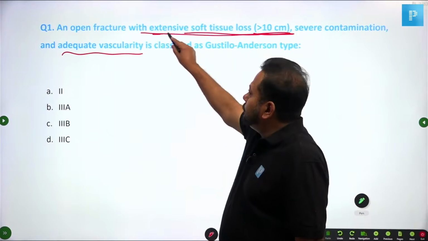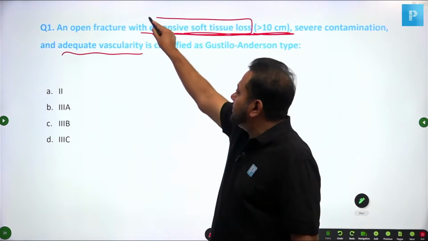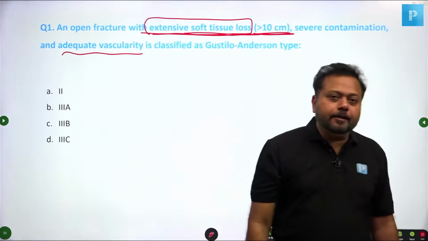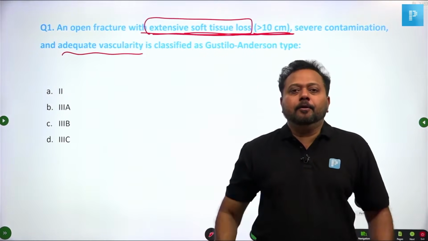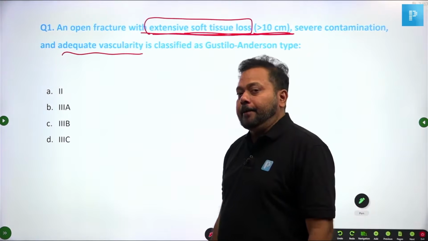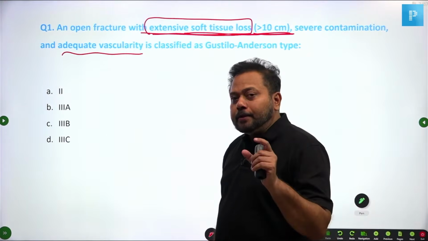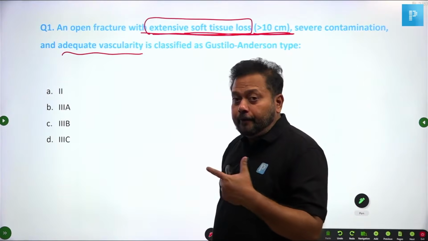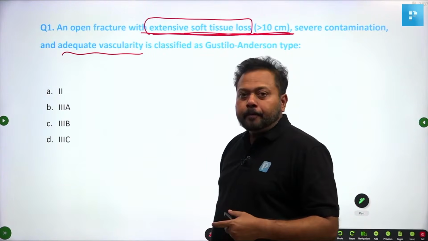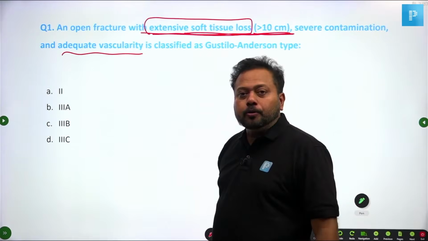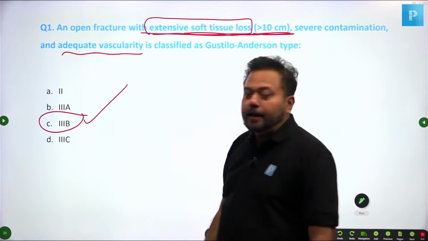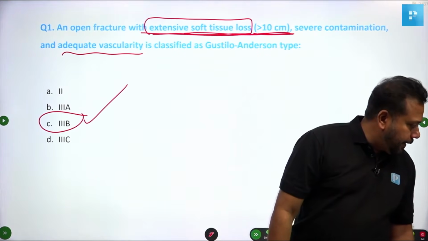See, extensive soft tissue loss is there. Severe loss is there. Extensive soft tissue loss means that needs skin grafting. So, the answer should be type 3B. It is the wound size. We are going to discuss the Gustilo-Anderson. So, for this question, the best answer among the four choices is type 3B. This should be the right answer.